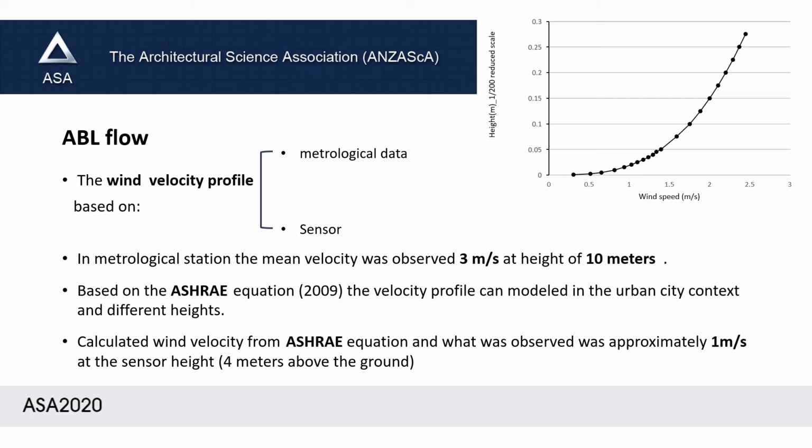which is where the velocity sensor was also located. In addition, the air velocity on the target day, the 25th of July, was approximately 1 meter per second. Based on the Ashrae equation, which calculated wind velocity at different heights, the ABL flow was modeled.